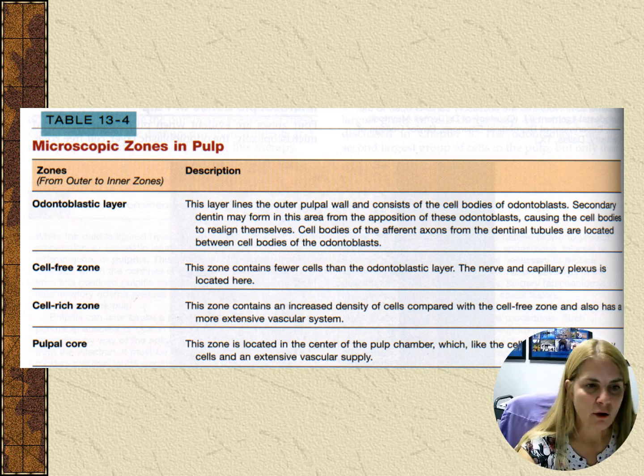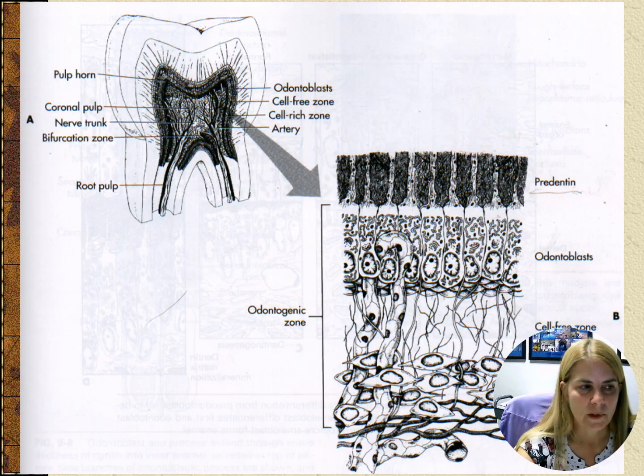Then we've got the cell-free zone. This is the zone of Weil, W-E-I-L. This is a cell-free zone, which is a narrow layer between odontoblasts and the pulp. Then we have a cell-rich zone, which has an increased number of defense cells before we get to the pulpal core, which is the central core of connective tissue. A mass of pulp, blood, and lymphocytes is present in the pulpal core, the center of the pulp within the crown. Here's a picture that shows the zones that we just described.